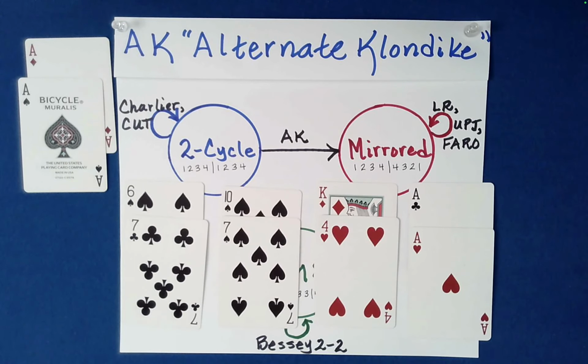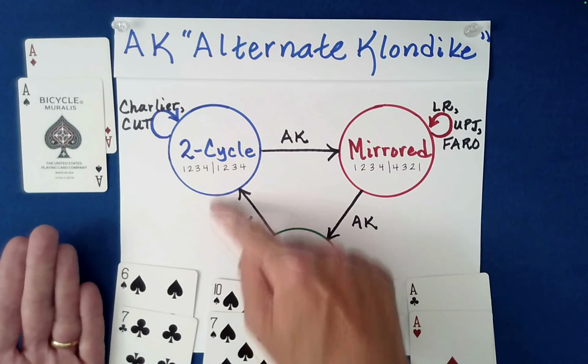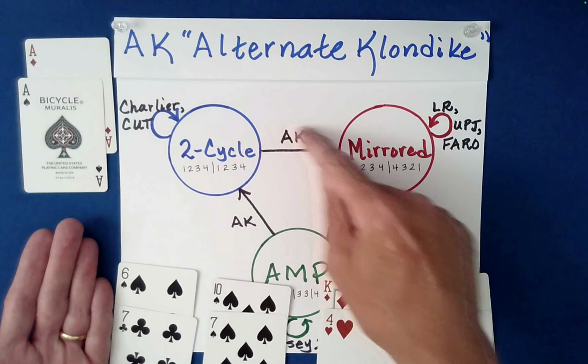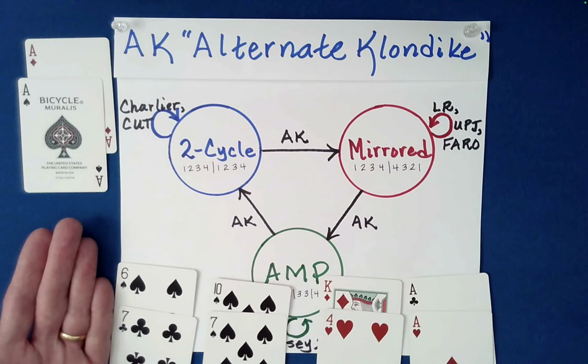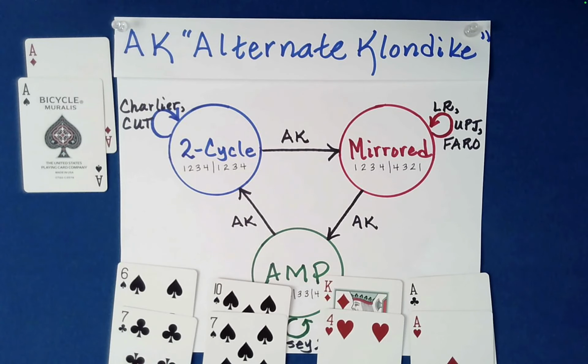Okay, so just remember that this will work for a multiple of 4 cards, and it's a wonderful shuffle because of this unique property. In fact, if you want to just remember, it goes clockwise in terms of its movement of these structures from 2 cycles mirrored to AMPs back to 2 cycles.